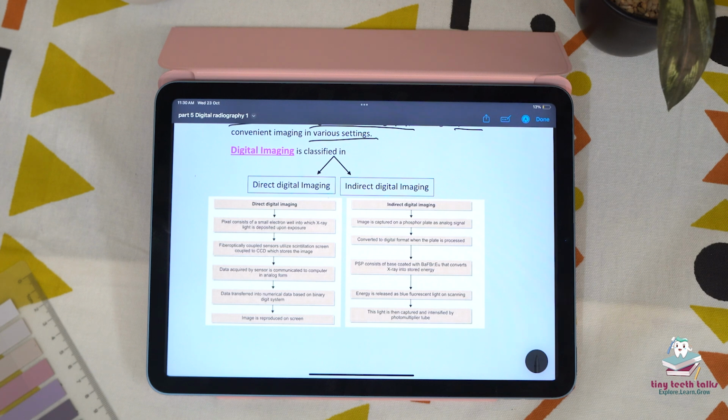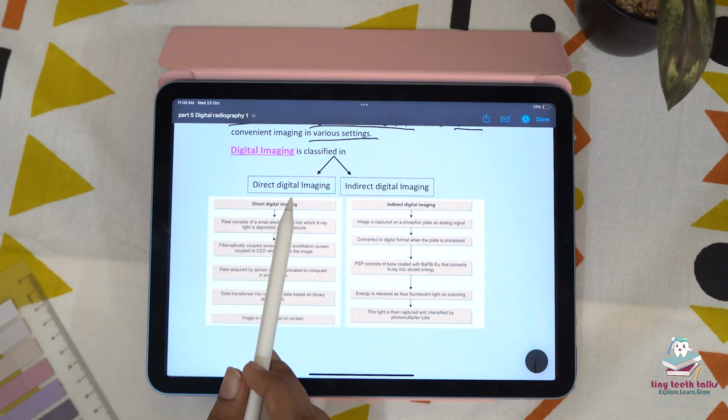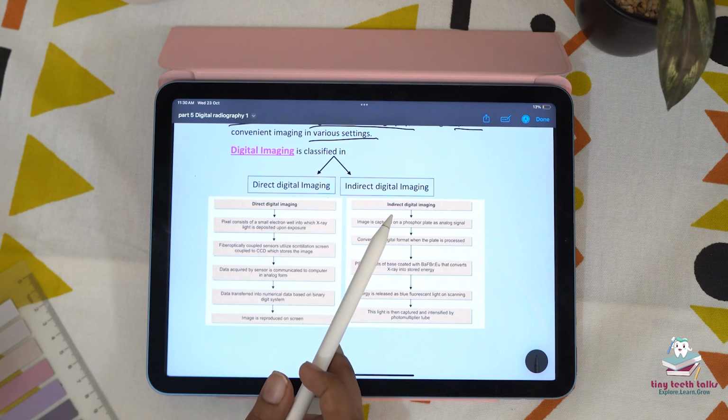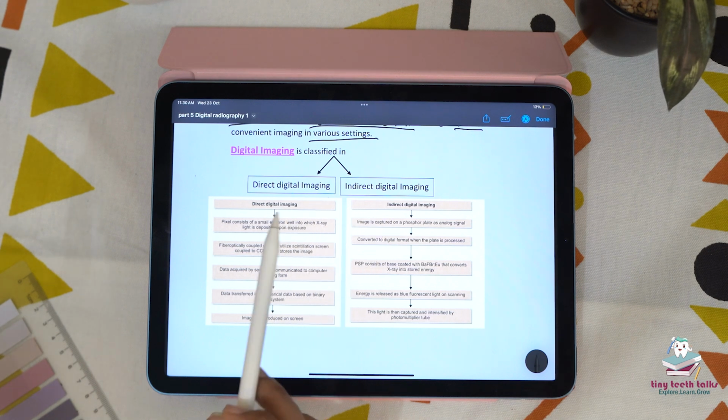Before starting the RVG or any digital imaging system, you have to understand a few things. First is, what is digital imaging? These images are given in the textbook. So digital imaging is classified into direct digital imaging and indirect digital imaging. So first, what is direct digital imaging?